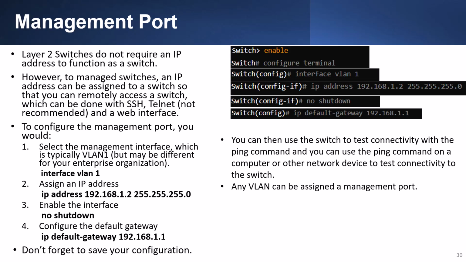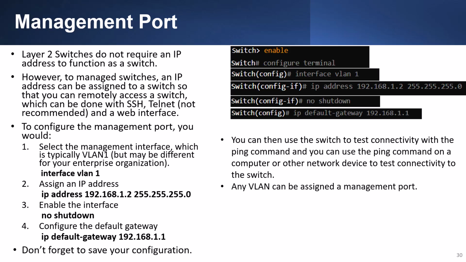Layer 2 switches do not require an IP address to function as a switch. However, to manage switches, an IP address can be assigned to a switch so they can remotely access the switch, which can be done with SSH, Telnet, which is not recommended, and a web interface. To configure the management port, you would select the management interface, which is typically VLAN 1, which may be different for your enterprise organization.